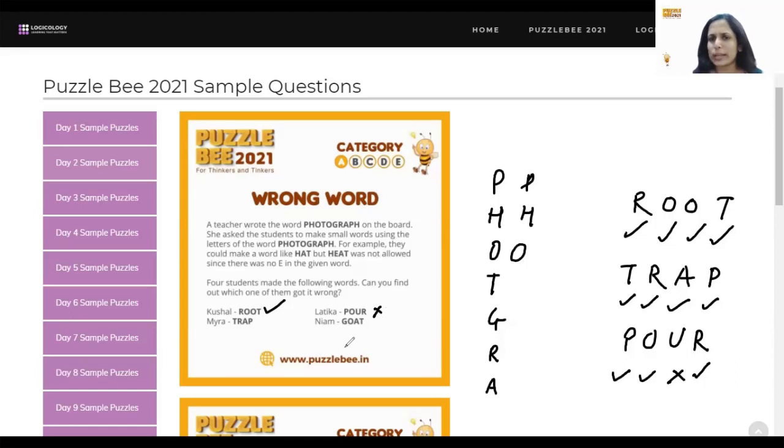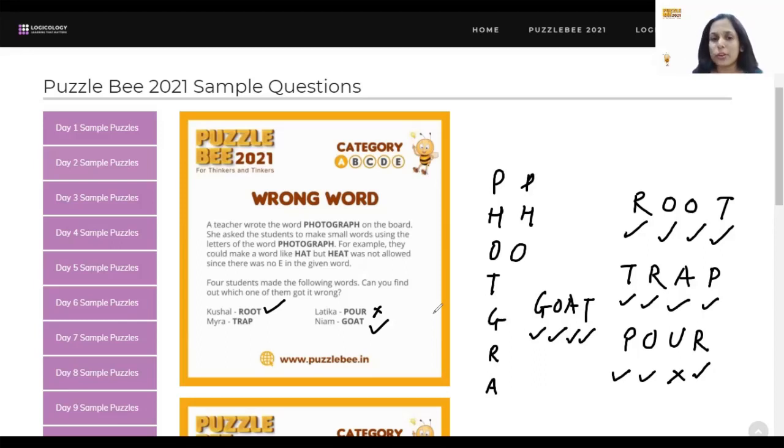We can also quickly try if goat was possible. Let's see. Yeah, we have G. I'll just write goat here. We had a G, we had O, we had A, and we had T also. So goat was possible. Now, ideally, we would not really need to check for goat once you had figured out that pour was the incorrect one, but it doesn't harm, right? So we could try out something additional as well.